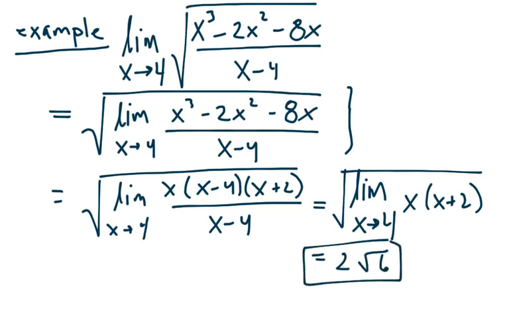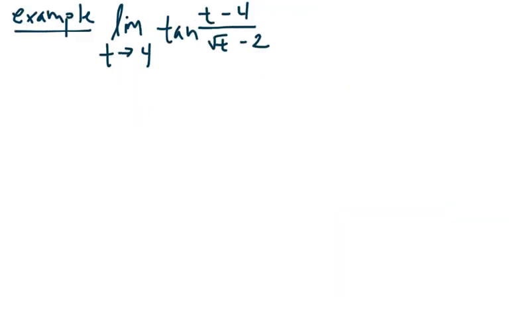Okay, and I'll leave it to you to fill in a couple of the steps in between this guy and this guy. Okay, next example. So this is very similar to the last example, but with a different type of function. Because tangent is continuous on its domain, we are allowed to do this. So we are allowed to pass the limit statement in.